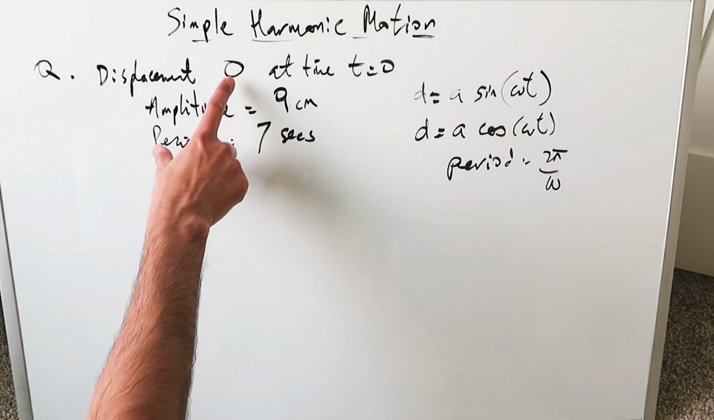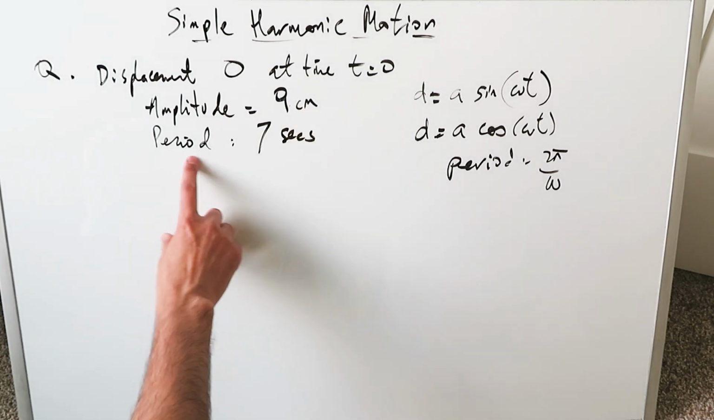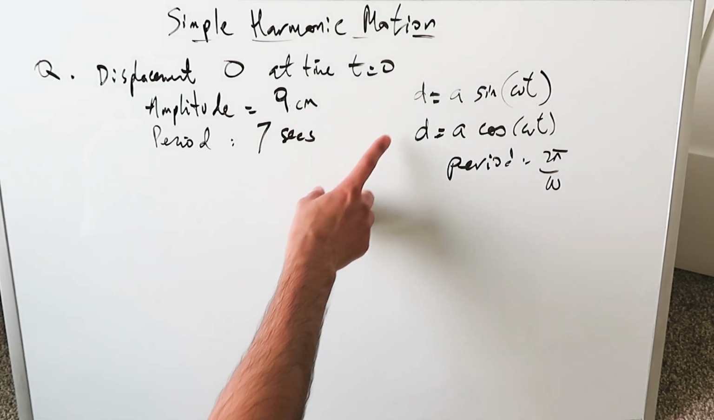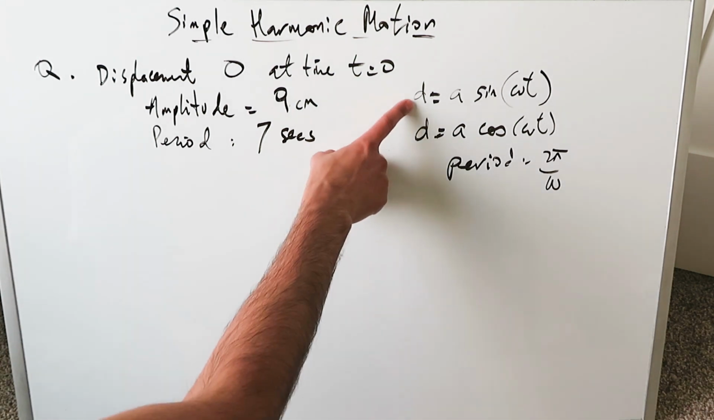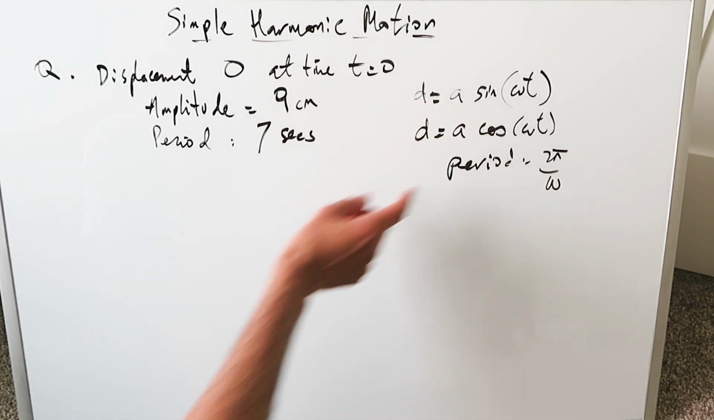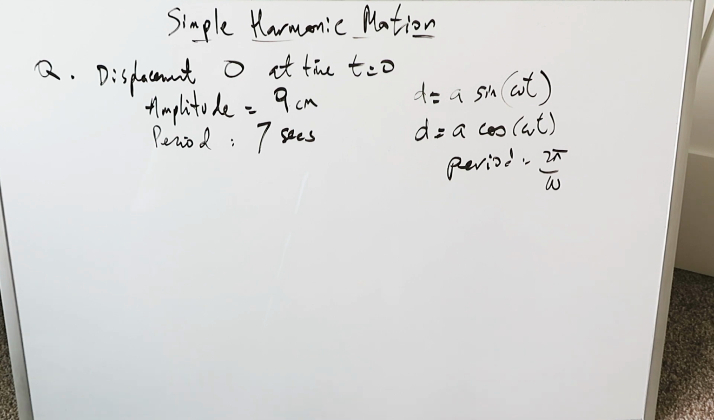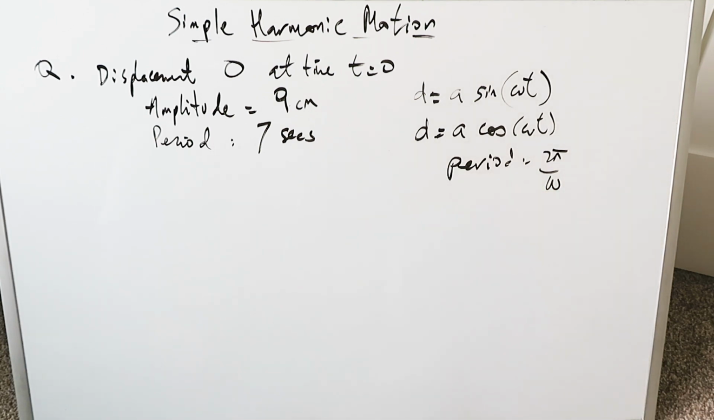In this first question, there's zero displacement at time t equals 0, but the amplitude is 9 centimeters and period is 7 seconds. These are the equations we have to generate, either a sine wt or a cosine wt. This here is your distance is equal to A, amplitude, times sine or cosine omega, that's your w is your omega, angular frequency, times time. Period is equal to 2 pi over omega. Period is the time it takes to complete one cycle.